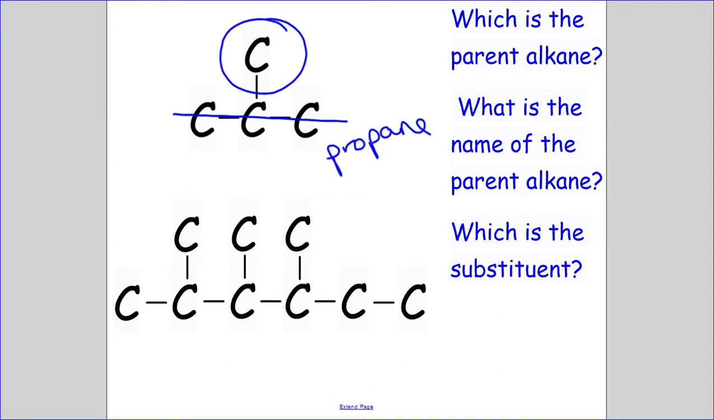Likewise, I should just note that if this would have been my parent chain, then this becomes my substituent. It's the branch that comes off of it. So it just depends on how you see these and how you kind of identify them throughout.